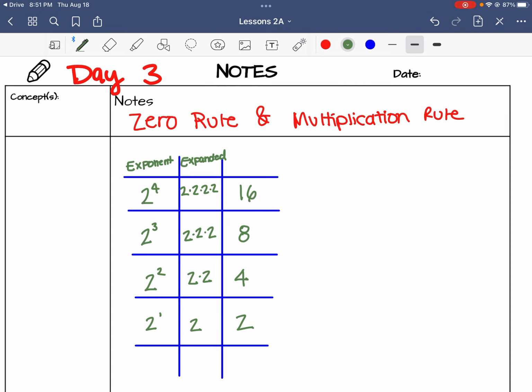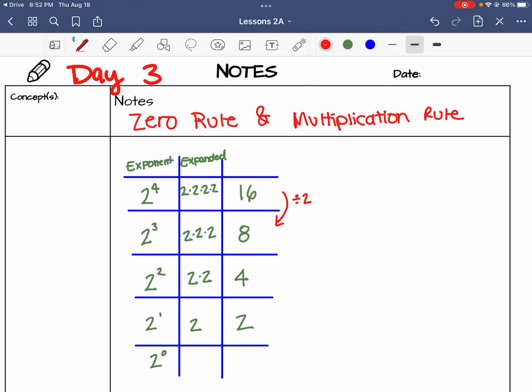But now, this is where the zero rule comes into play. What if I had 2 to the 0? What does that even mean? What would my answer be? Well, the way that mathematicians figured this out is that they looked for a pattern. So let's focus on our right-hand row right here. If I wanted to go from 16 to 8, what would I have to divide by? 16 divided by 8 is 2.